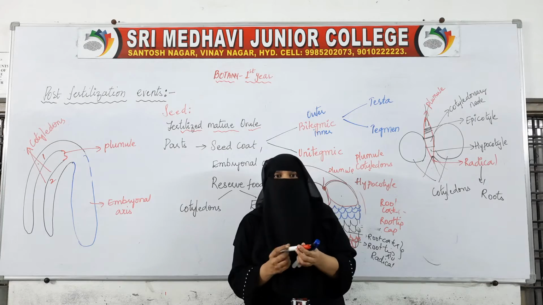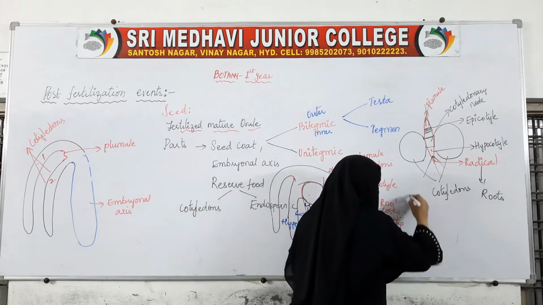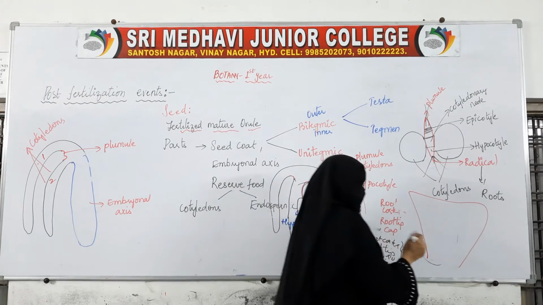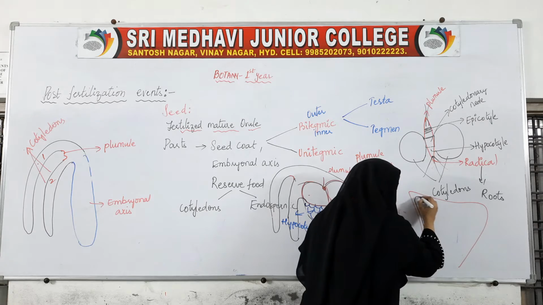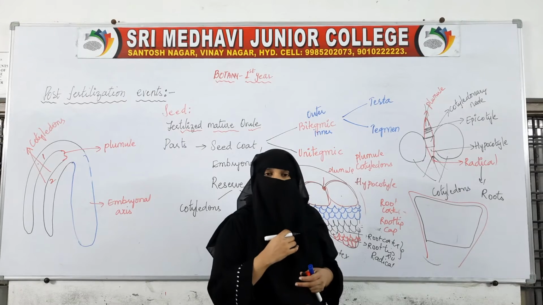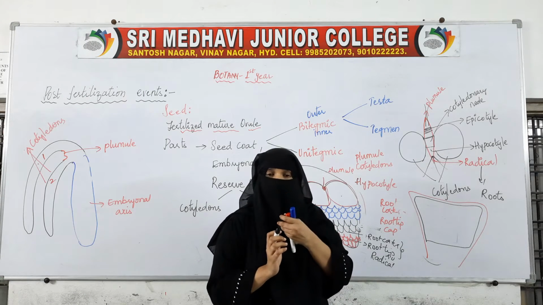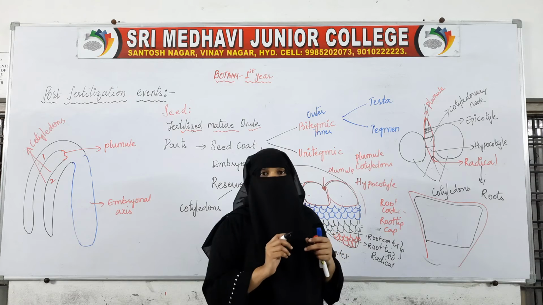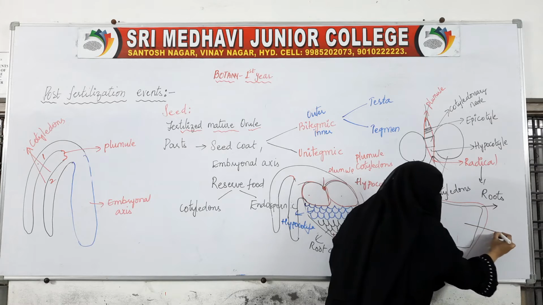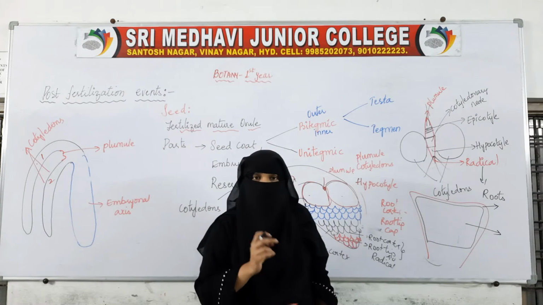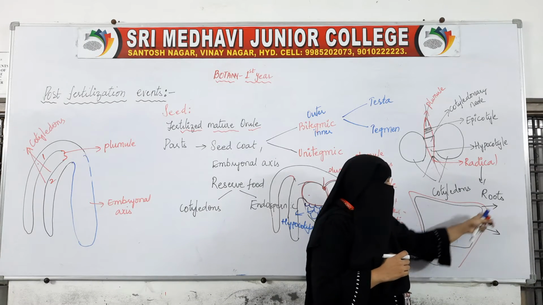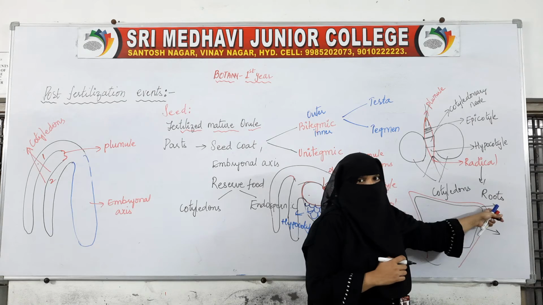If we see in the monocots, I have explained that last time. For example, this is the corn, maize, you take. Here the endosperm is divided into two compartments, because here in monocots I said endosperm is there. This is the outer compartment and this is the inner compartment.